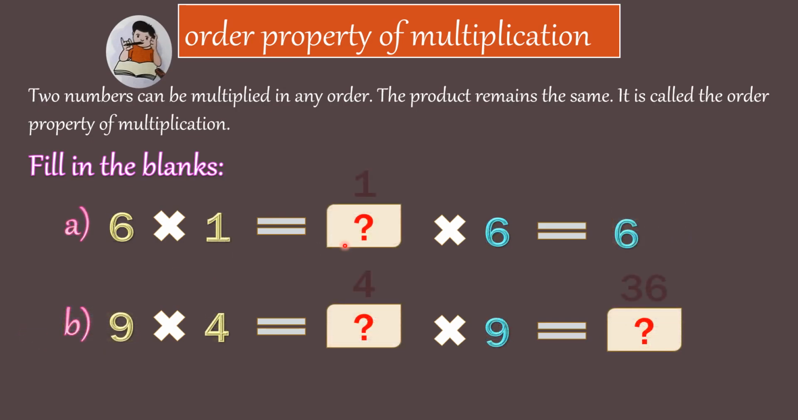6 into 1 is equal to dash into 6 is equal to 6. Manam 6 1s are 6. So missing number is 1. 1 into 6 is equal to 6.